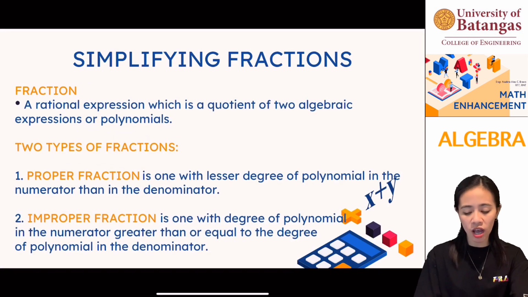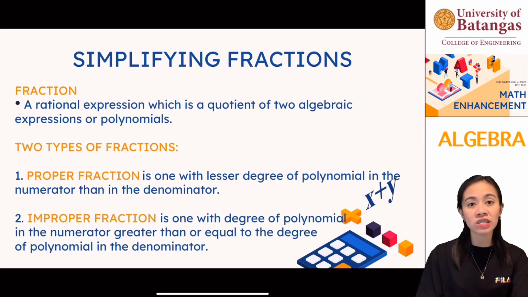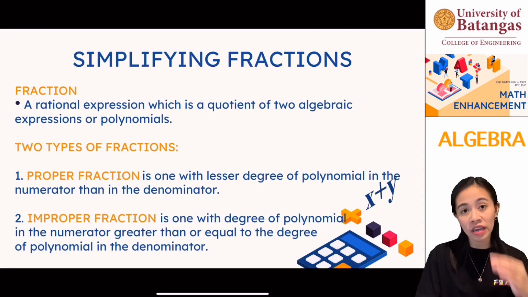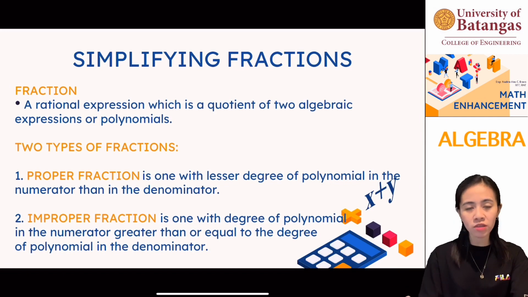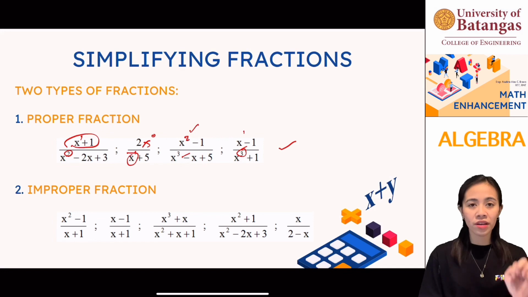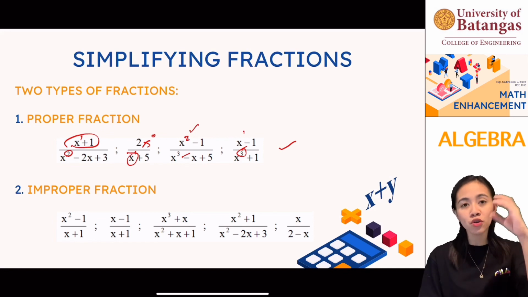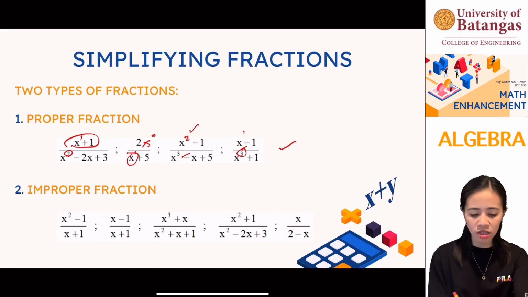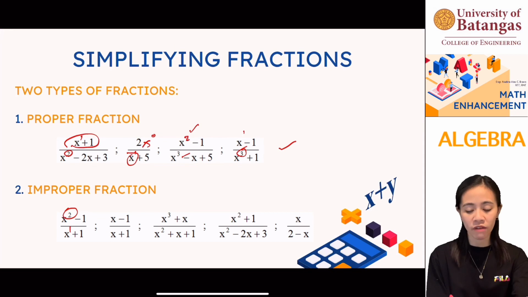Improper fraction naman siya kung yung degree daw ng polynomial in the numerator is greater than or equal to, nag-equal sila, to the degree of the polynomial in the denominator. So it's either equal or greater than yung numerator kaysa sa denominator. So anong nangyari dito? You have 2 as the degree of the polynomial in the numerator and then 1 in the denominator. So, improper fraction ito.